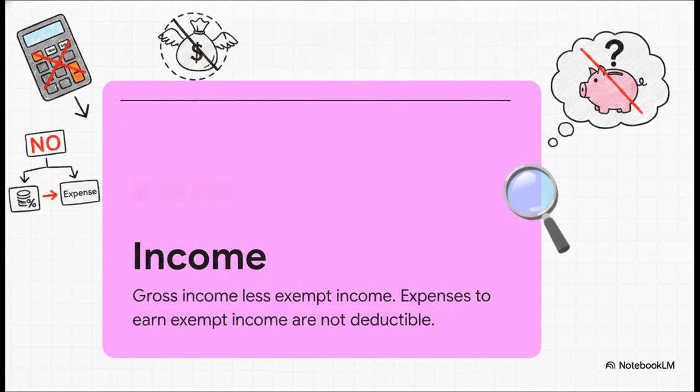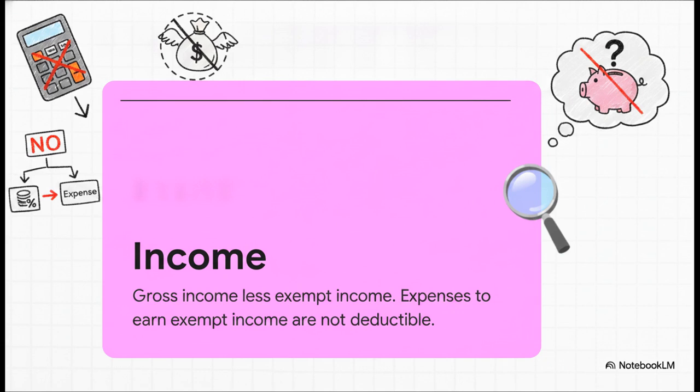Before we even start looking at court cases, we have to look at the Act itself. When Section 11A says production of income, it is strictly talking about income as defined in the Act, and that means gross income less exempt income. So here is the absolutely crucial takeaway. If you incur an expense to produce exempt income, it completely fails Element 4.